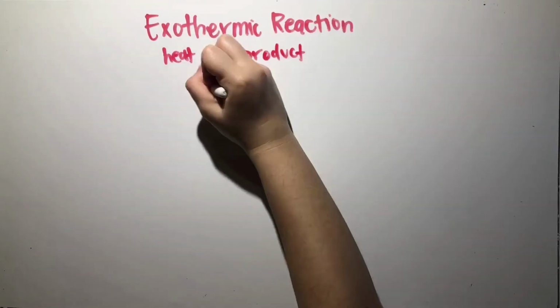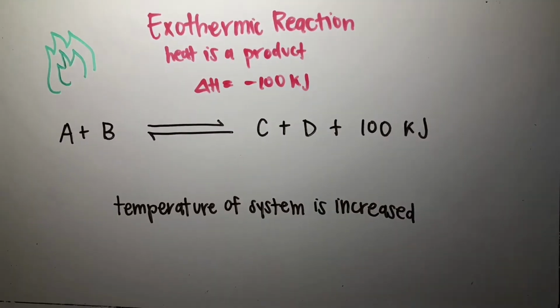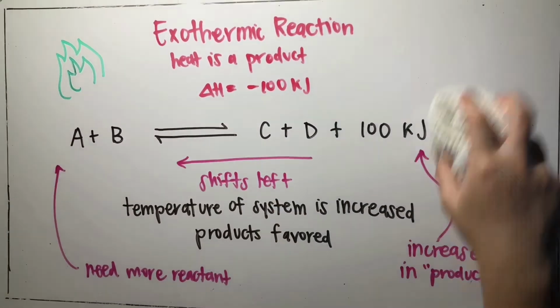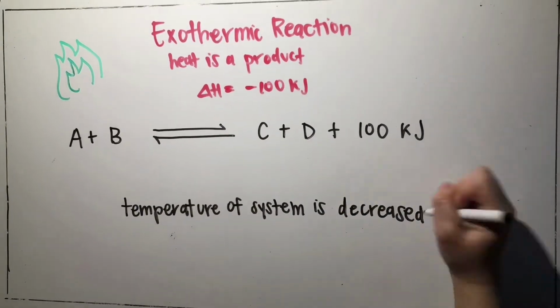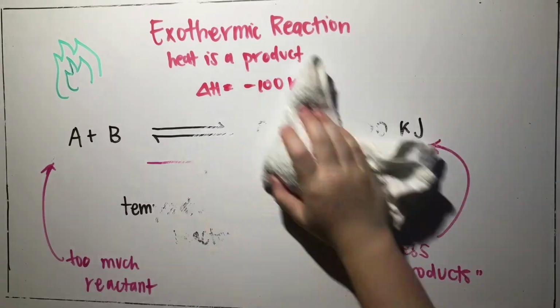For exothermic reactions, where heat is released by the reaction, the heat of reaction is negative and therefore can be considered a product. If you increase the temperature, it's like increasing a product, and the reaction will shift in the opposite direction. If you decrease the temperature, it's like decreasing a product, and the reaction will move toward the product side.